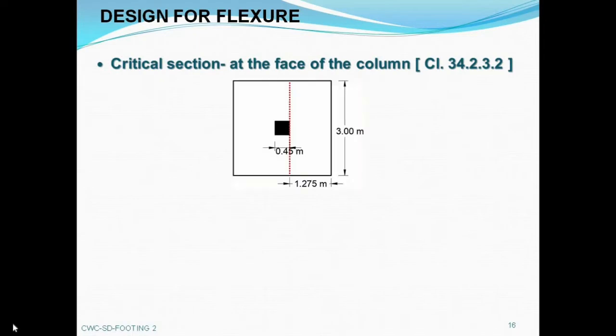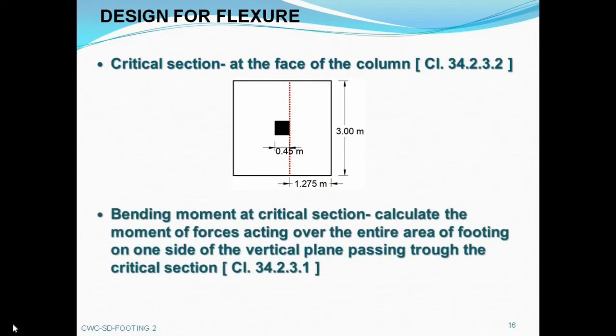The critical section for flexure is located at the face of the column. The code reference is given in the bracket. Refer to the figure in which the red line indicates the critical section. The bending moment at the critical section can be obtained by calculating the moment of forces acting over the entire area of the footing on one side of the vertical plane passing through the critical section.